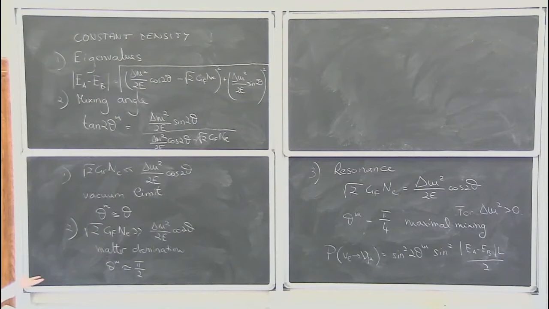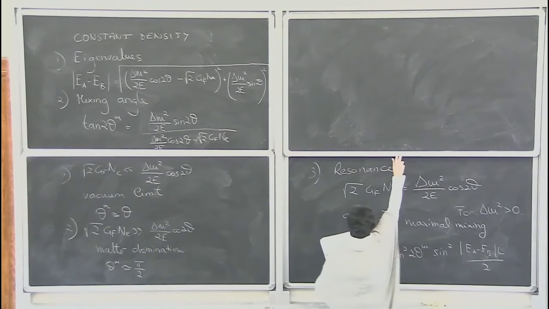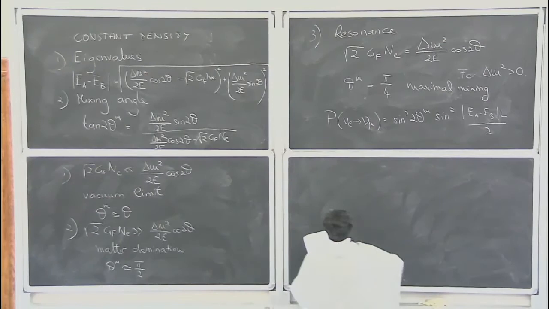We want to look also at the case in which the density can be varying, because this is relevant, for instance, in the sun, in supernovas, and other astrophysical situations. So here the things become more complicated. So let's look at the varying density case.